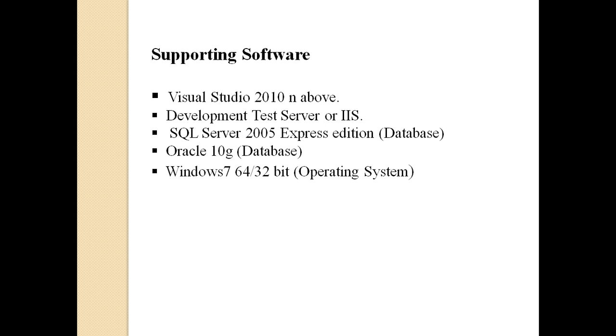So what are the supporting softwares that are used? As of now, these are the softwares I have used, and they are sufficient to establish .NET Remoting. Those include Visual Studio 2010 or above, the development test server Cassini, and the IIS server, Internet Information Server. Once you are ready with your server, you can create a virtual directory there and upload it. An SQL Server 2005 Express Edition, which is the backend database I am using right now, the Oracle 10G, and the Windows operating system, which is 64-bit right now.